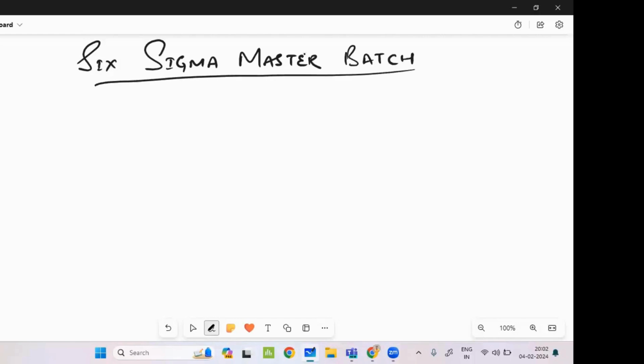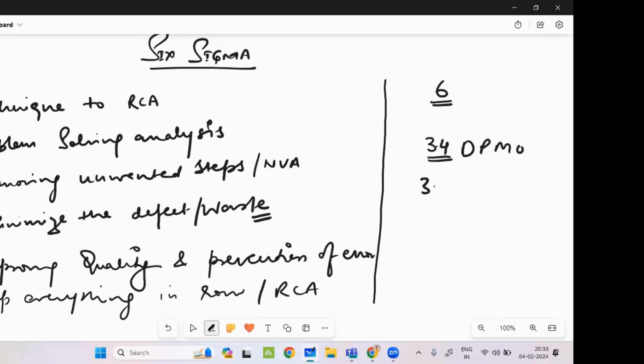We can say 3.4 defects out of 1 million output. Let's make it simpler as of now. When we discuss it in detail, we will talk about what DPMO is and what an opportunity is. As of now, make it very simple.